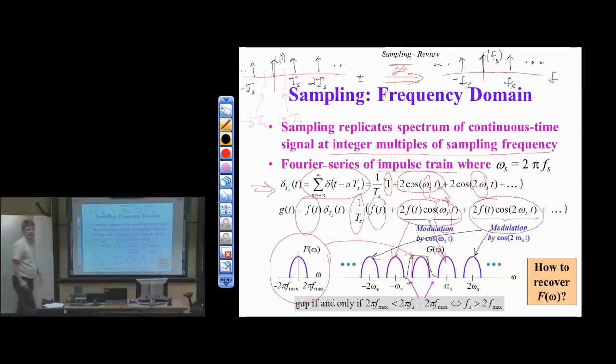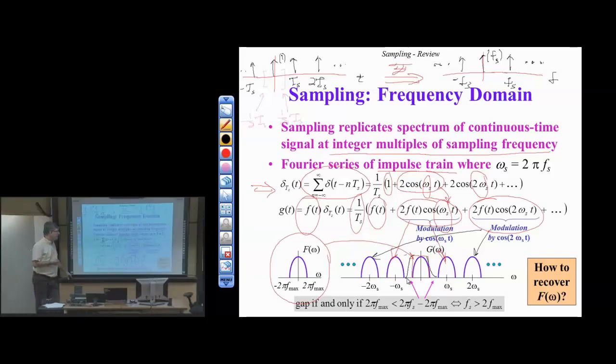So I think this is an odd question, but we're shifting to the right and left by omega s and 2 omega s. Could the first term not be viewed as f of t times... Oh, never mind, I answered my question. Okay. Excellent.